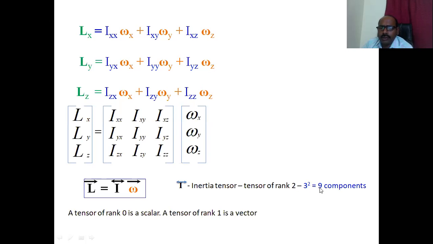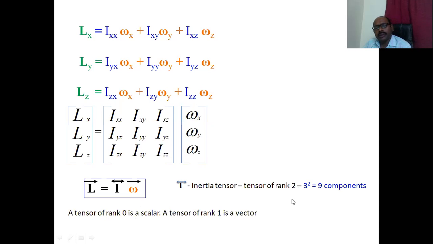So 3 square is equal to 9. Similarly, if rank is 1, 3 power 1 is equal to 3. So a tensor of rank 1 is called a vector. Generally in case of a vector we have 3 components. So that is a vector. And if the rank is 0, a tensor of rank 0 is a scalar. That is a scalar quantity.